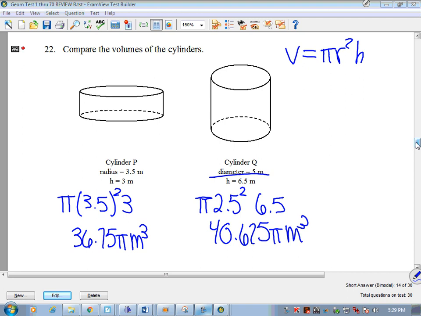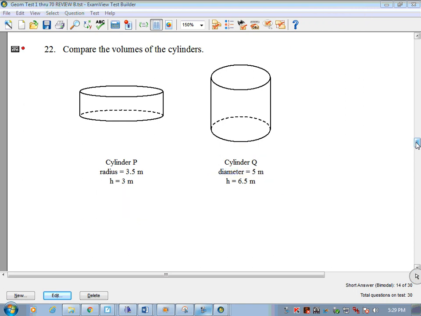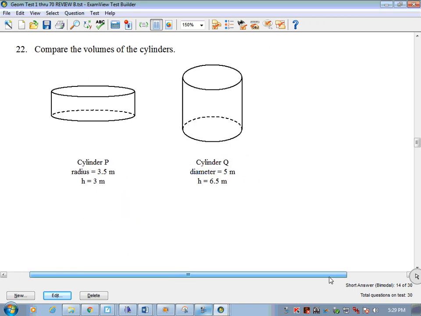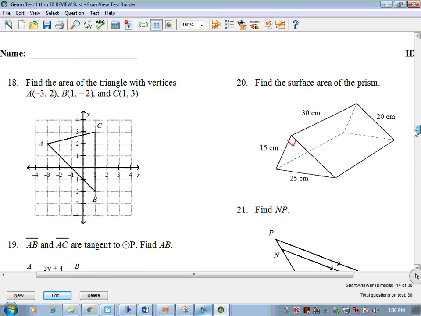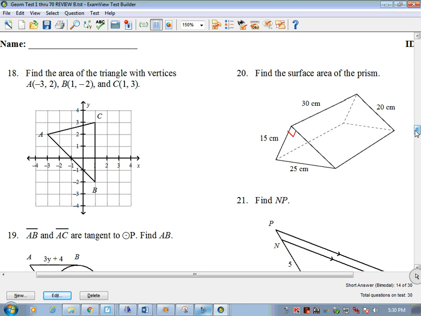What are we on here? Question 22. Cylinder Q. We were right, it had the largest volume, and I feel like I've missed some questions. If we're at 22, I'm going to double back up here and see. Yeah, I sure did. We missed number 20. So let's find number 20.